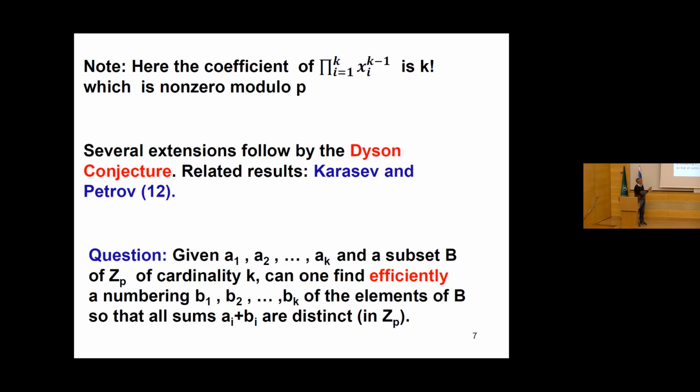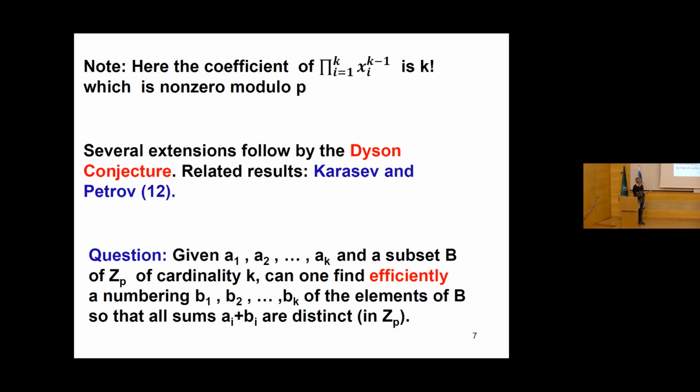And it's not surprising that one can get some extensions by using the full Dyson conjecture, and there are some other variants and other extensions. So this is one example of a very simple proof, and here is an algorithmic question; I said I want to mention some of those.